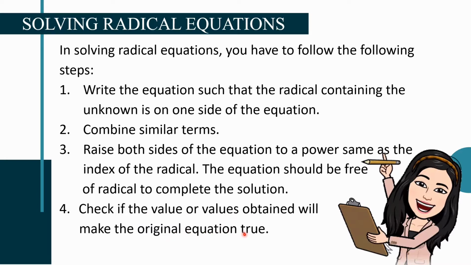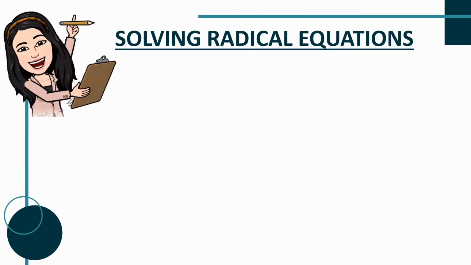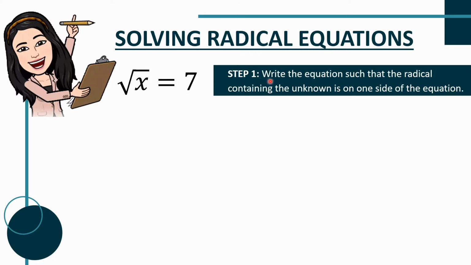Okay? So let us see if you can follow these steps in solving radical equations. And to make it clearer, let us apply this in our given example. We have here the given square root of x equals 7. Applying the steps in solving radical equations, the first step is write the equation such that the radical containing the unknown or the variable is on one side of the equation. I told you, it should have no companion. So, in our given, we have square root of x is equal to 7.